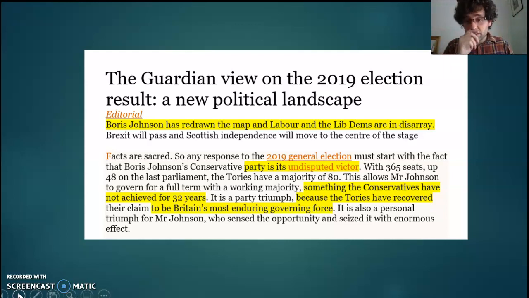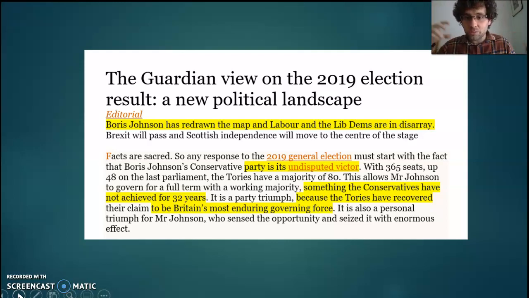Okay, the other thing to say there, the Conservative Party is its undisputed victor. That's a good example of a complement there. Okay, you've got your copular verb, the is. What is it? The undisputed victor. Okay, its undisputed victor is also a noun phrase, but in terms of how it functions, it's working as the complement. You get your copular verb, your is, but what are they? They're the undisputed victor.